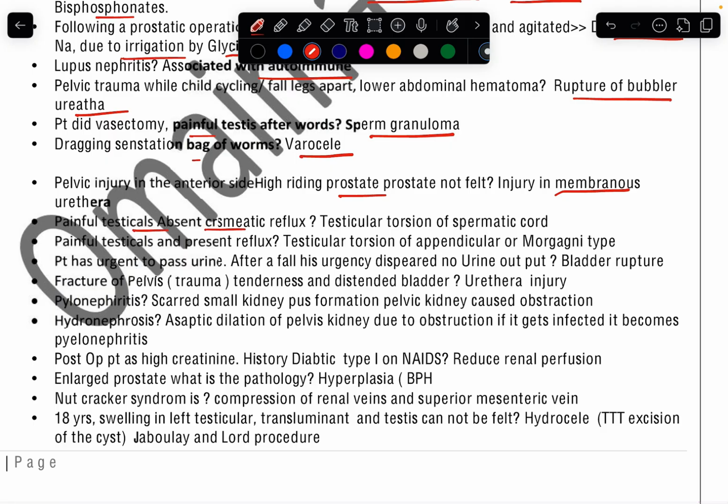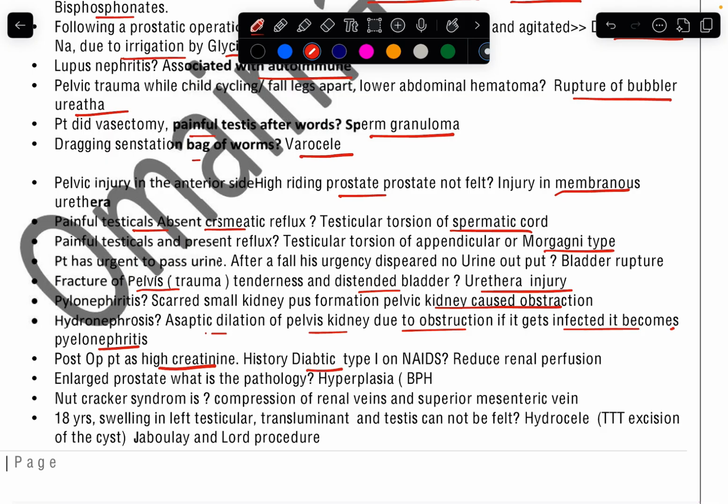Painful testicle, absent cremasteric reflex, torsion testis. Painful testicle, present reflex is hydatid of Morgagni if it's a small patient. Urgent to pass urine after a fall is bladder rupture. Fracture pelvis, distended bladder, urethral injury. Pyonephrosis. Pyelonephritis scarred small kidney cause obstruction. Hydronephrosis is aseptic dilation of the kidney; infected, it becomes pyelonephritis.